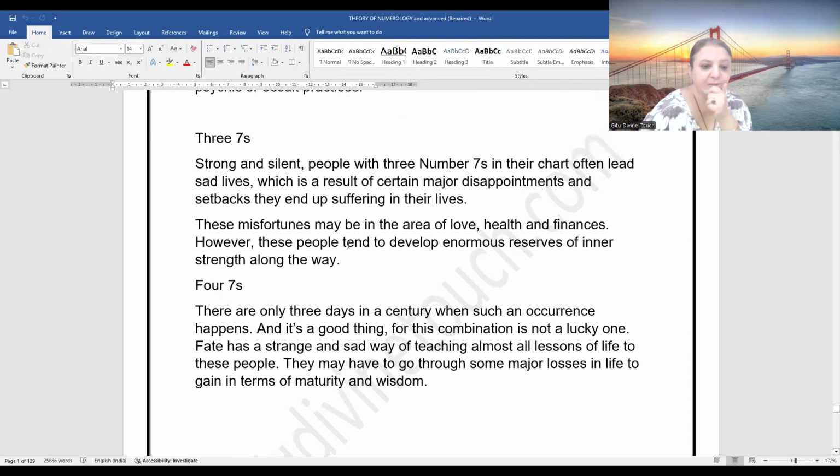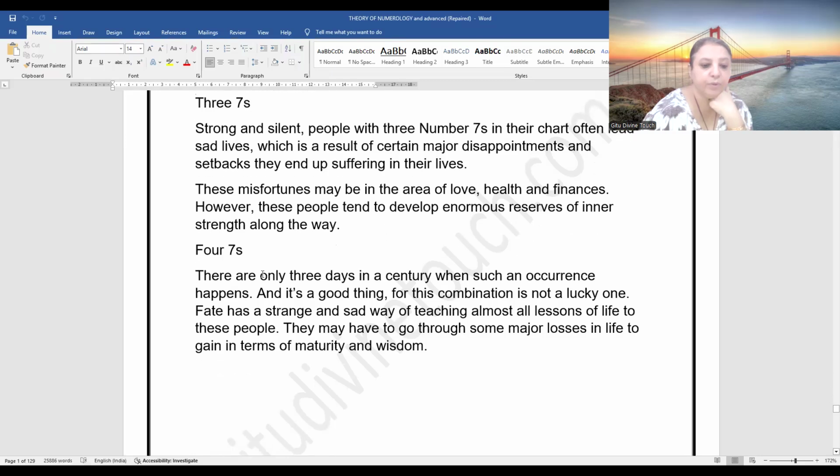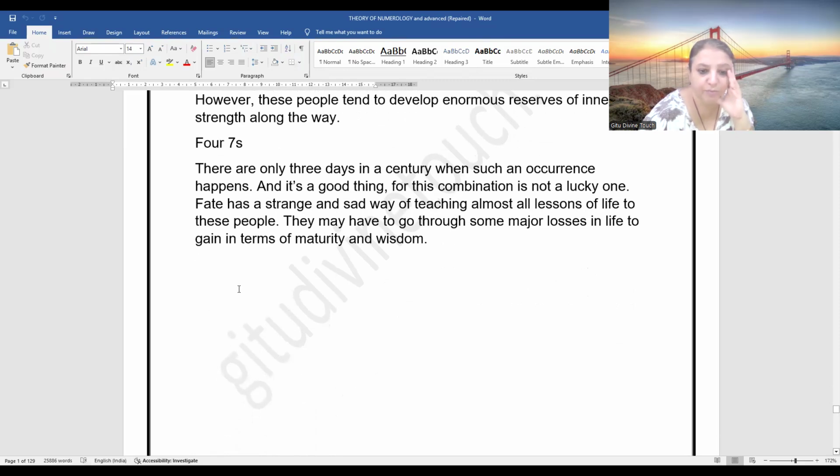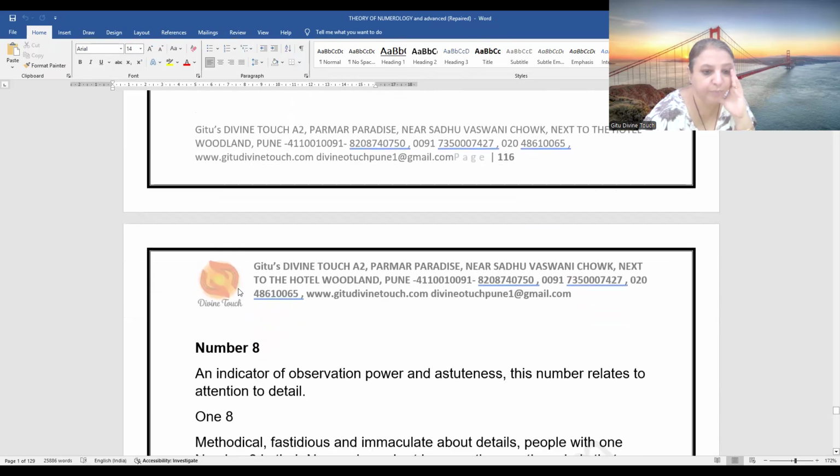So these people, four sevens. Fate has a strange and sad way of teaching almost all lessons of life to these people. They may have to go through some major losses in life to gain in terms of maturity and wisdom.